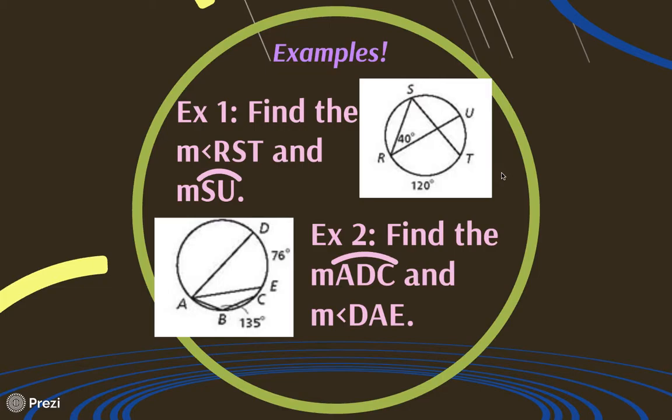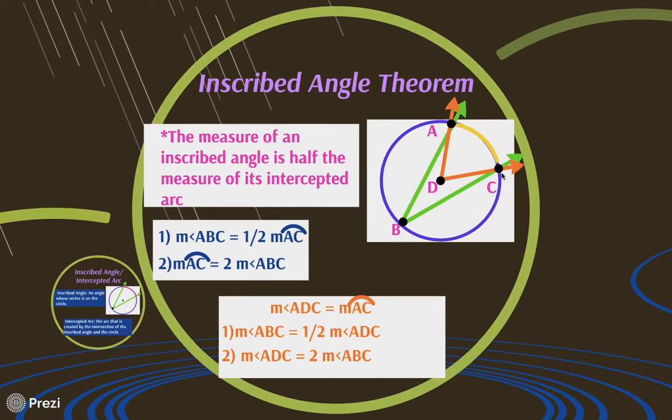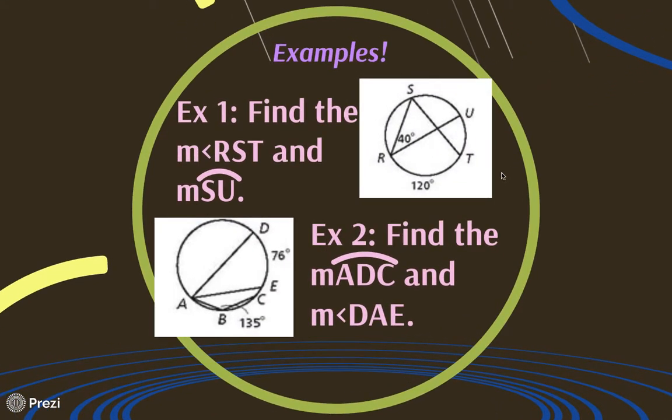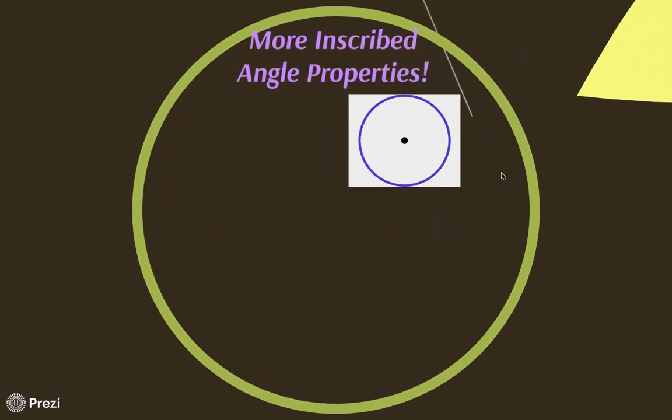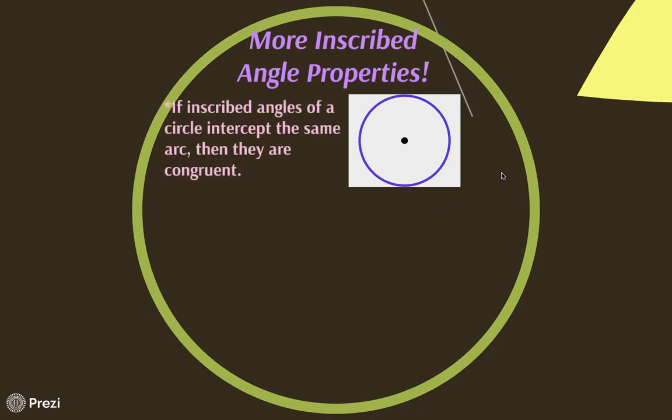Alright, so go ahead and pause the video and watch examples 1 and 2, and use the inscribed angle theorem to help you solve these lovely example problems. Oh man, those were just too easy, right? So we need to throw some more properties at you to make these example problems a lot more challenging. So let's talk about some more inscribed angle properties.